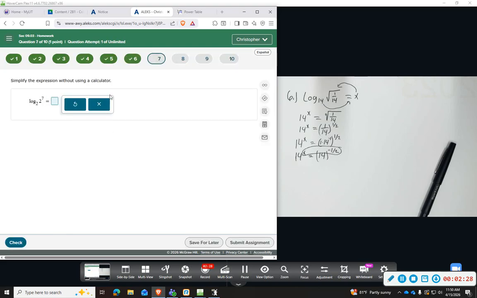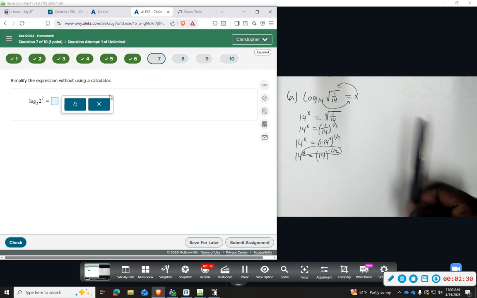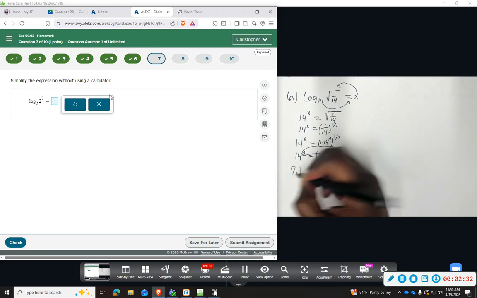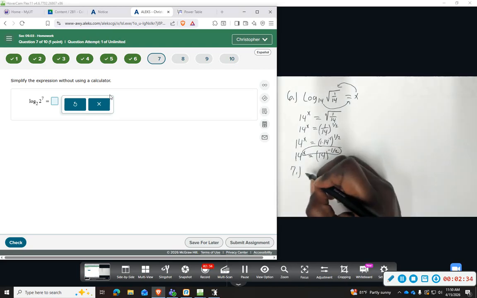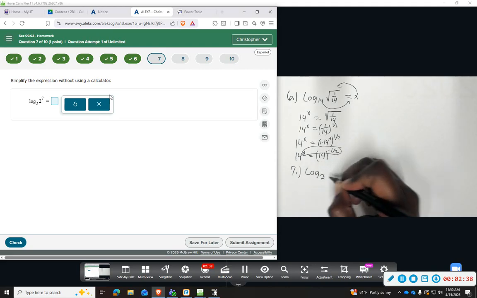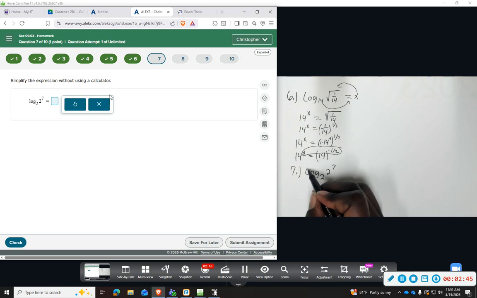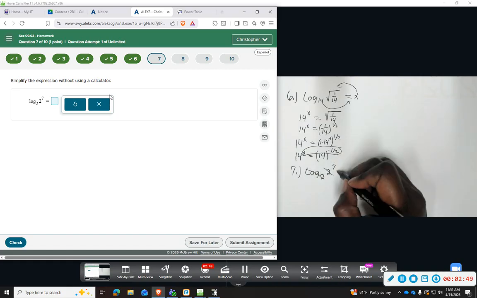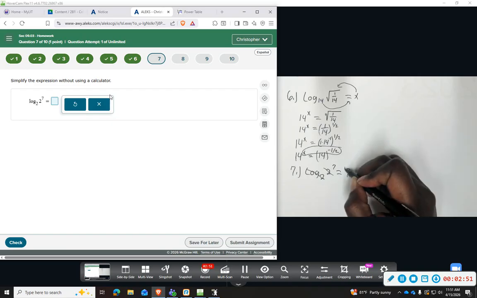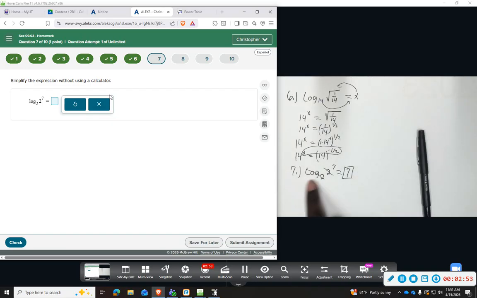Number 7, simplify without a calculator as well. So there's another property of logs that work really nice, the cancellation property. So if the base is the same as the argument, whatever you're taking the log of, they basically cancel out. So log base 2 and the 2 cancel each other out, leaving you with 7. So if you ever notice that the base is the same as the argument, they just cancel each other out and leave you with that value.